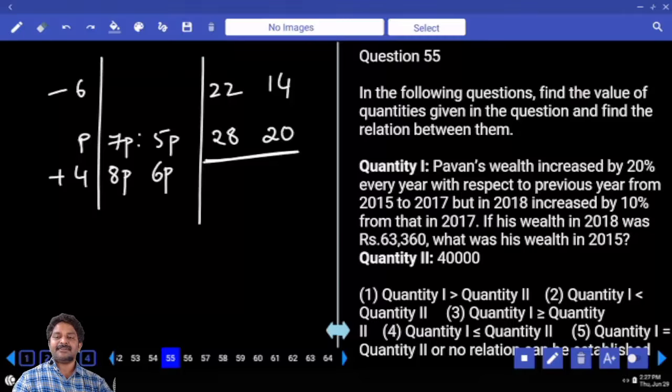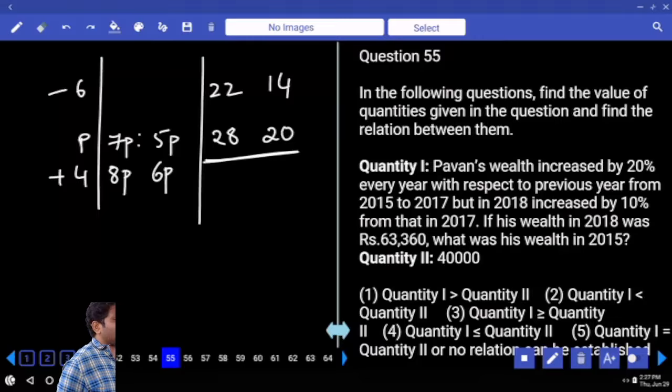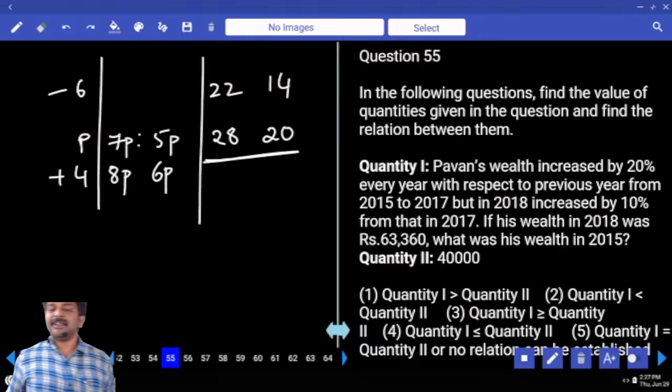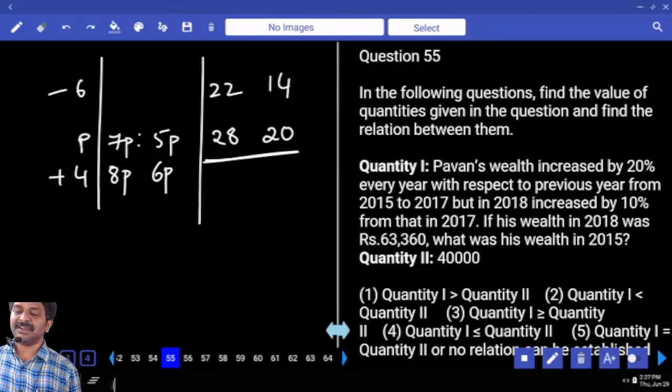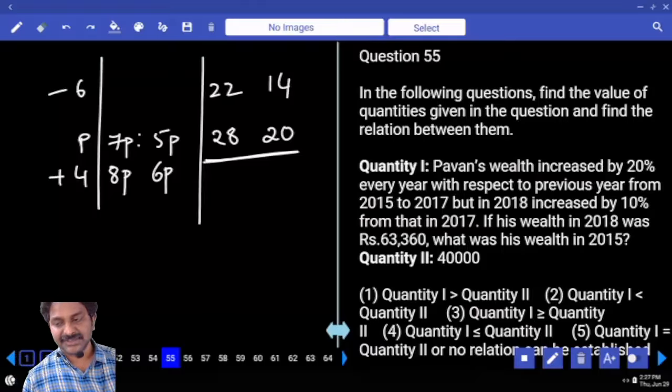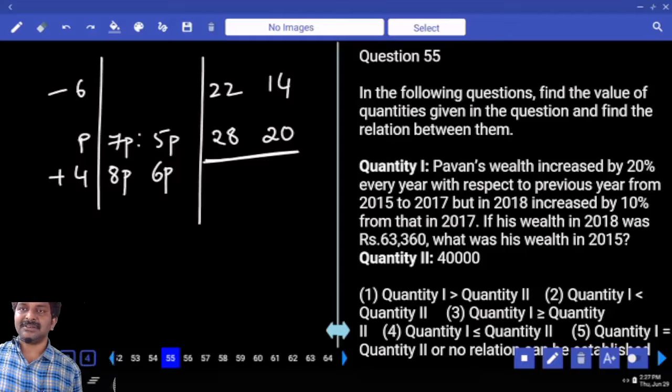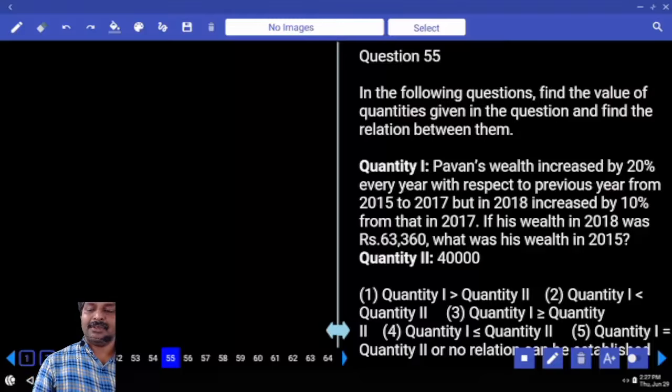Pawan's wealth increased by 20% every year with respect to the previous year from 2015 to 2017, but in 2018 it increased by 10% from that in 2017. If his wealth in 2018 was 63,360, what was his wealth in 2015? Okay, right. What is the Q2 value?